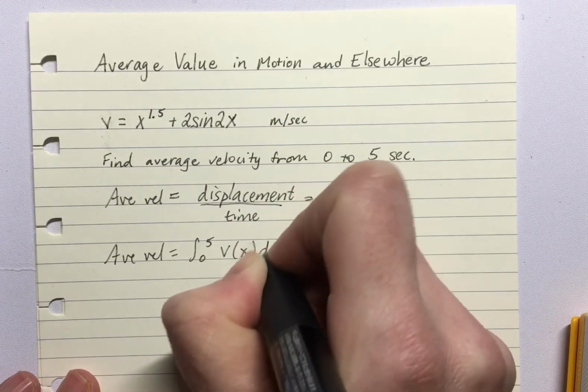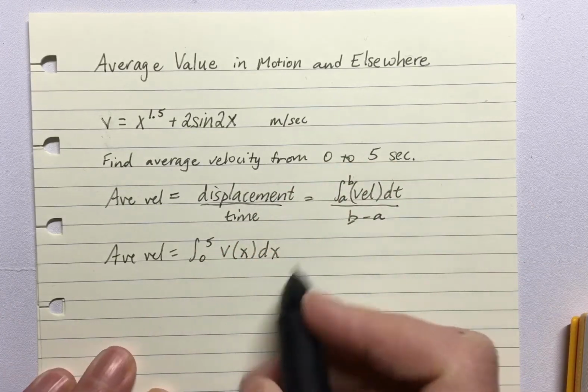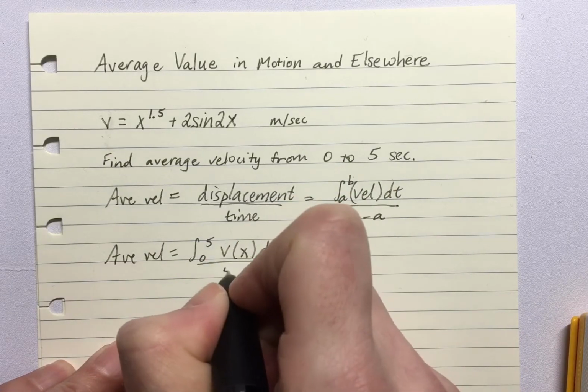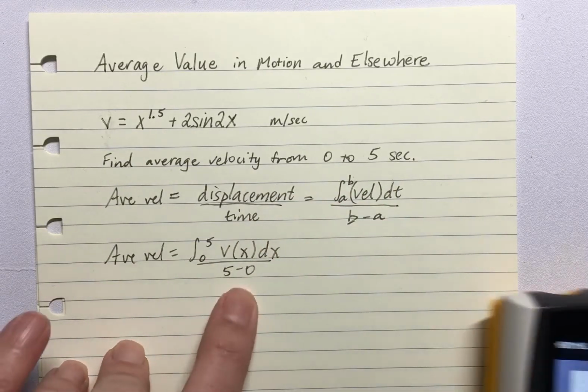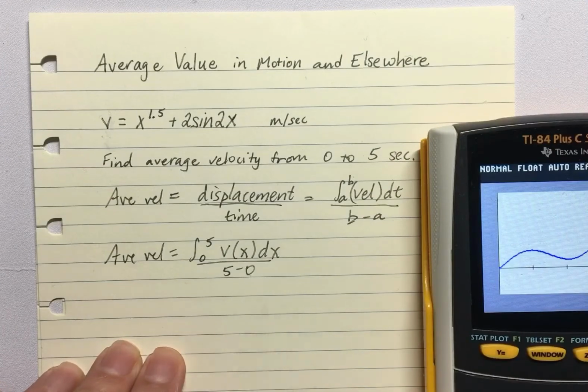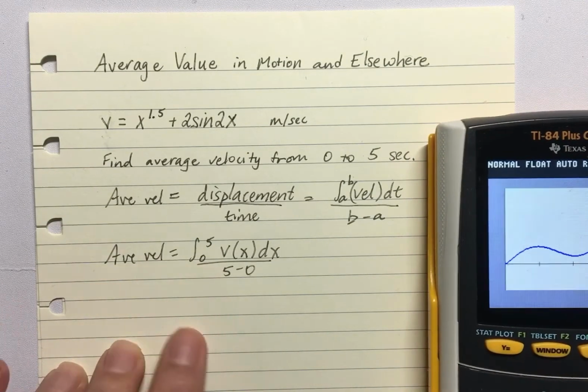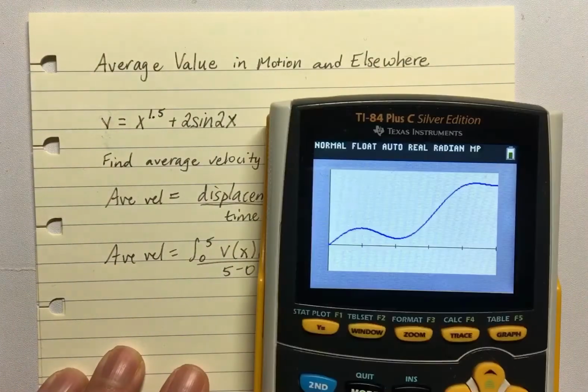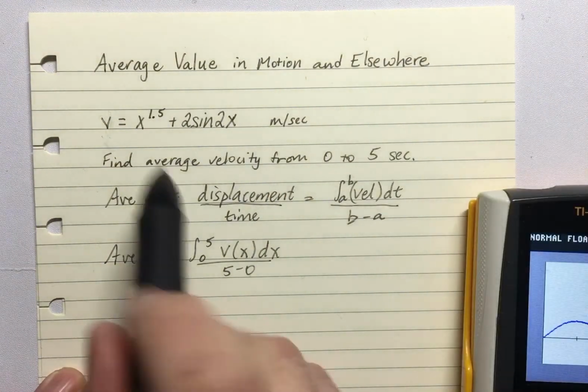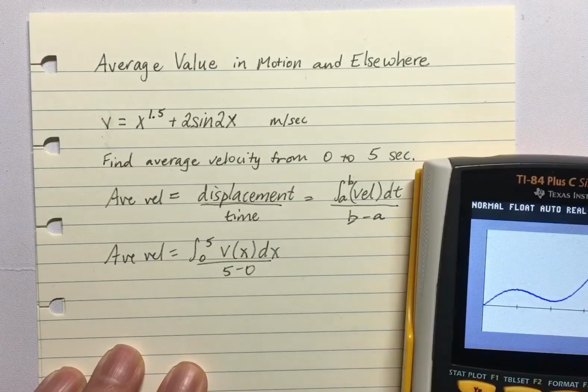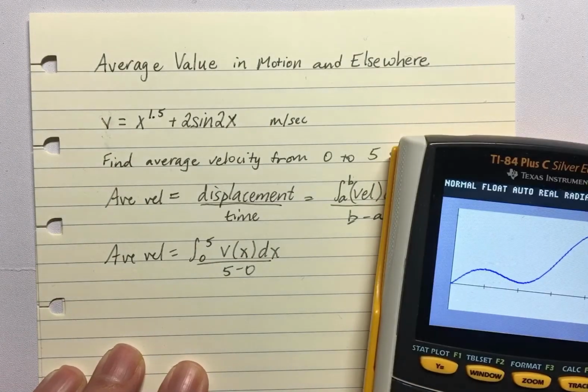I know I used x instead of t, just because I like x's better. And then we'll divide it by 5 minus 0, or just the 5. I'm writing the minus 0 there just as a reminder that that's really what we're doing. It's not just the upper bound. Okay, so I have this. And I know I could totally integrate this myself by hand, plug in the 5, plug in the 0, and subtract and all that stuff.